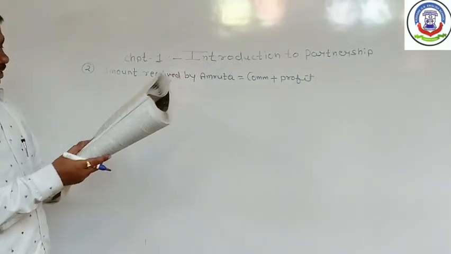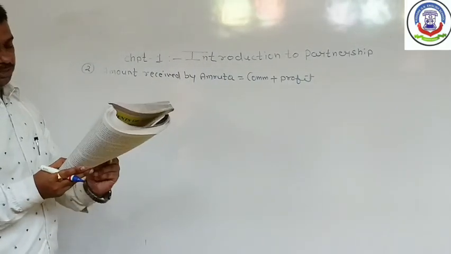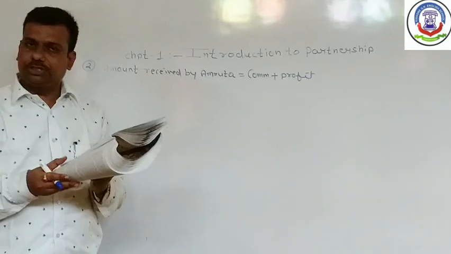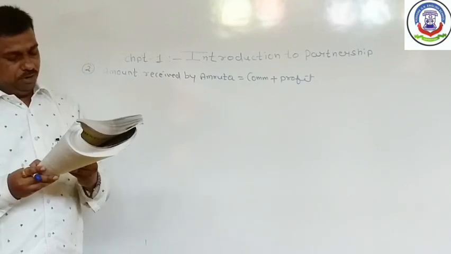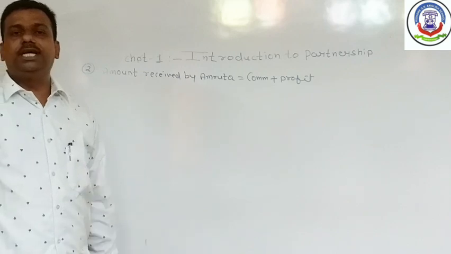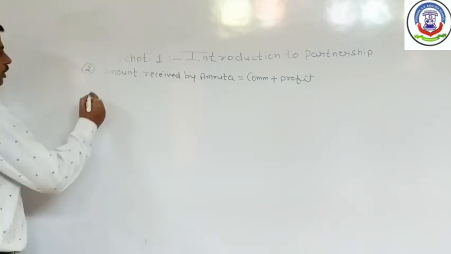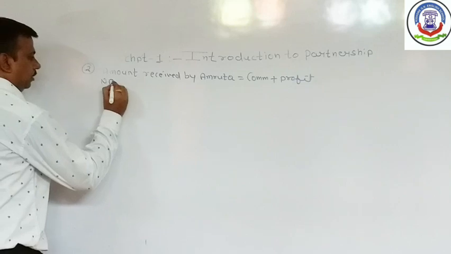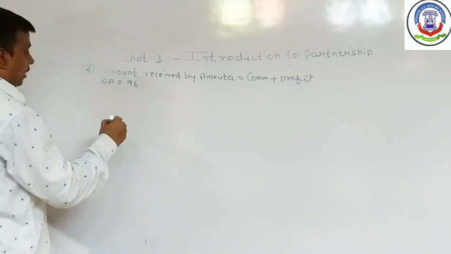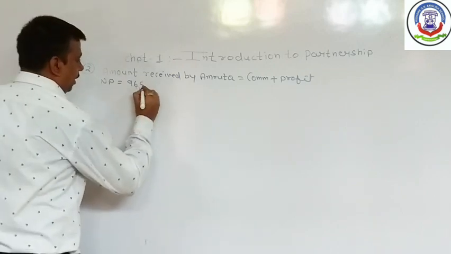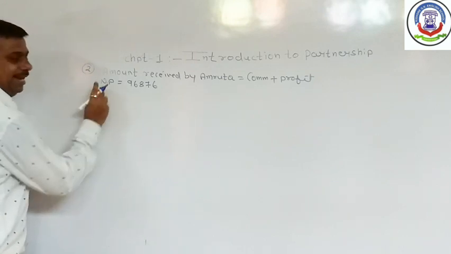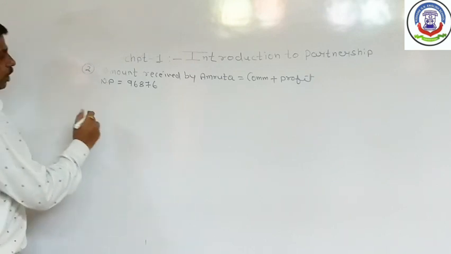Now in the sum it is given that 8% commission on net profit after deducting such commission. And what amount will be received by Amruta if the profit of the year is 96,876? It means this profit will be known as the net profit. 96,876 is the net profit. Fine, now the commission of the partner.